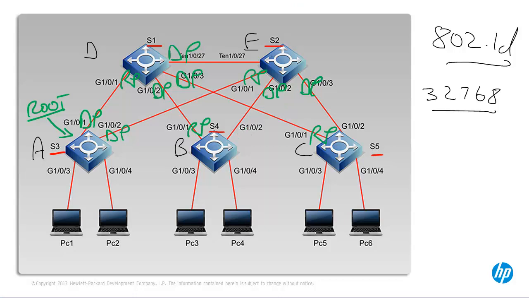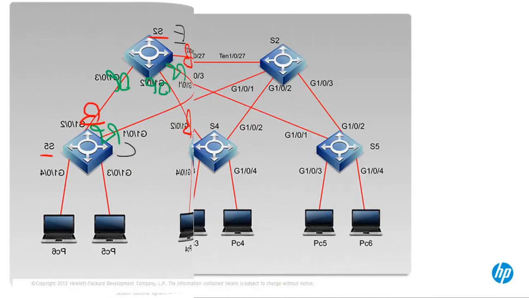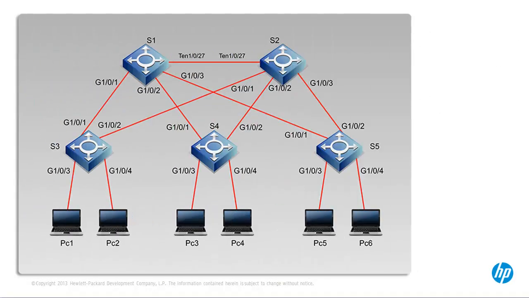Once designated ports have been chosen on a per segment basis, all other ports are put in the blocking state. So this port is blocking, this port is blocking, and this port is blocking. Spanning tree has removed loops from this topology. So this is what the physical topology looks like. However, logically, this port is blocking, this port is blocking, and this port is blocking.